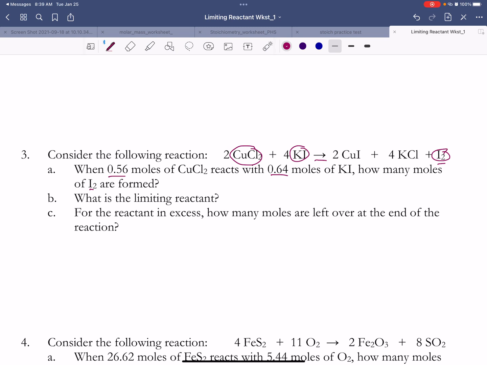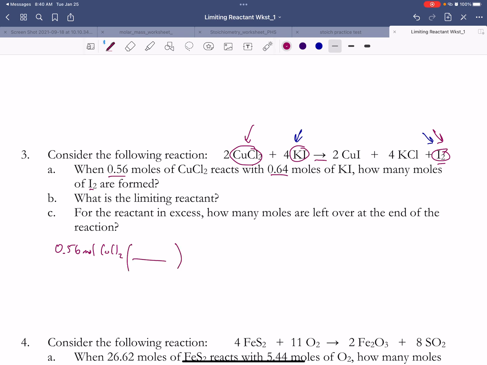So what we need to do is double check how much iodine we get with 0.56 moles of copper chloride, and then check, okay, with 0.64 moles of potassium iodide, how much do you get? And compare those two numbers. So that's what we're going to do. I'll do the copper chloride in sort of this magenta color. So we have 0.56 moles of copper chloride, and we are interested in how much iodine gas we produce.